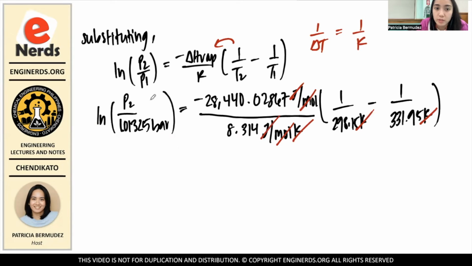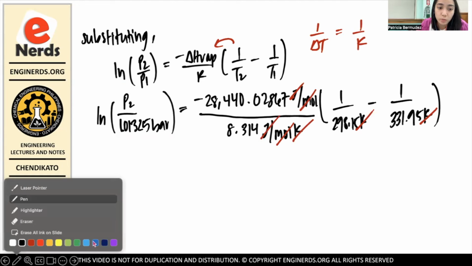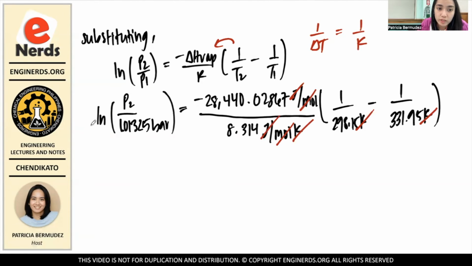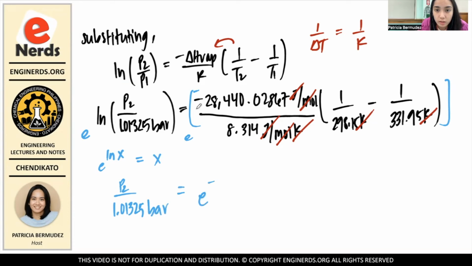So, now we just have to find our P2. If we're going to do it manually, to isolate P2 we have to raise both sides to E, and this whole thing becomes the exponent of E, because we know that E to the ln of x is equal to x. So when we raise this to E, P2 over our P1, which is 1.01325 bar, is equal to E raised to the simplified exponent: negative 28440.02867 over 8.314 multiplied by 1 over 298.15 minus 1 over 331.95.